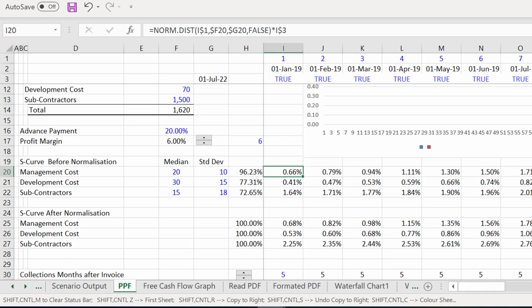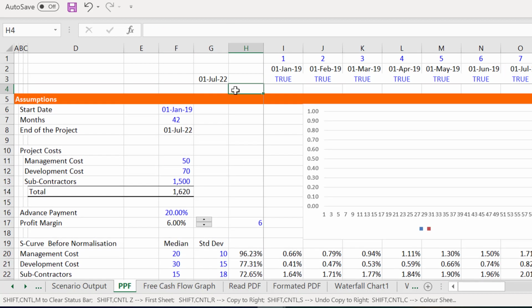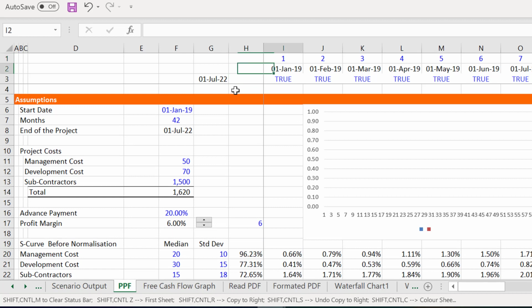We have a date, of course, at the top, and it's month by month. And I give it a start date and this is the construction months. Okay.